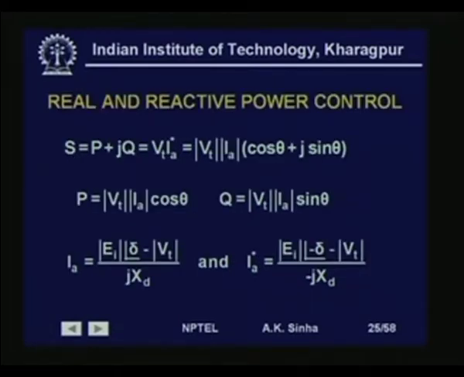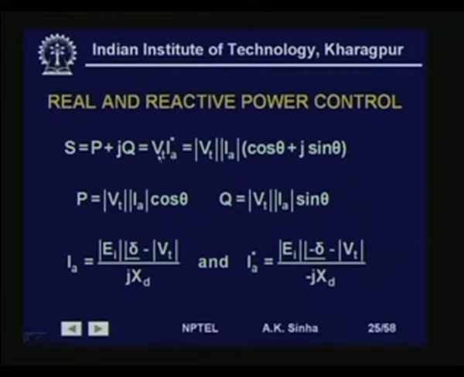Now, synchronous machine, as we know, has excitation control, and therefore, we can control the reactive power also. That is, excitation control can control the generated voltage, and therefore, it can also control the reactive power output of the machine. Now, here we see the complex power S is equal to P plus j Q. If we are talking about a synchronous generator, this will be the power output from the synchronous generator, equal to the terminal voltage into I A conjugate.